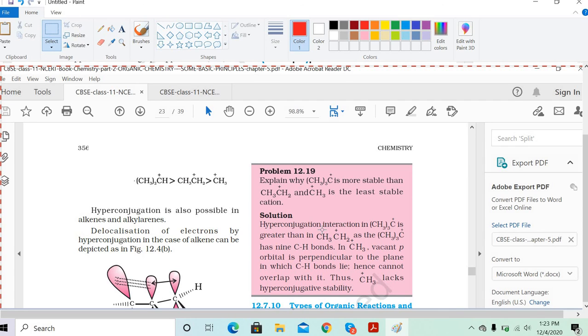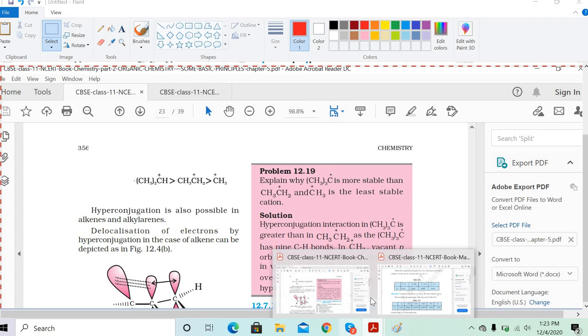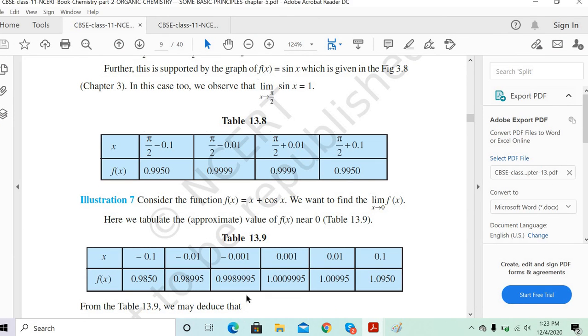And for CH3CH2C+, it becomes the primary one. Only one methyl group is there to support it. And in C+H3 there is no methyl group to support it. So that's why it's unstable. Okay. Understood? Okay, sir, yes sir, understood. Any questions, any doubts? No, sir.